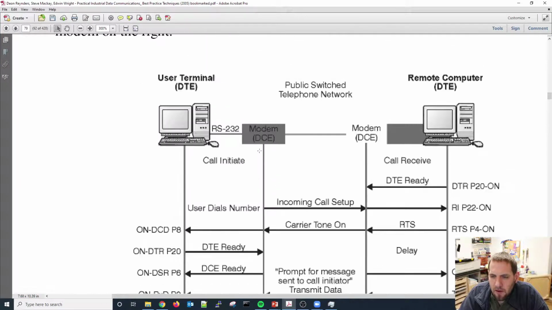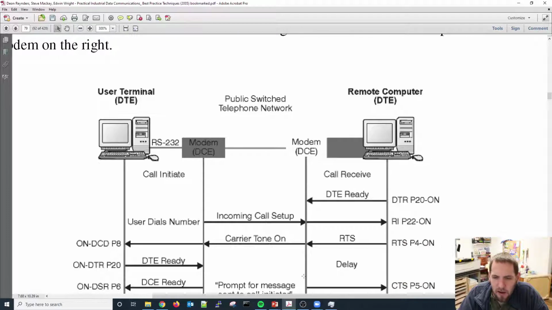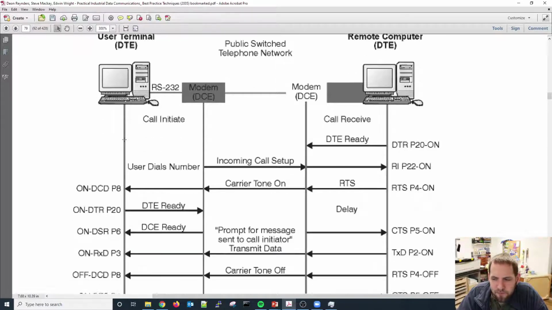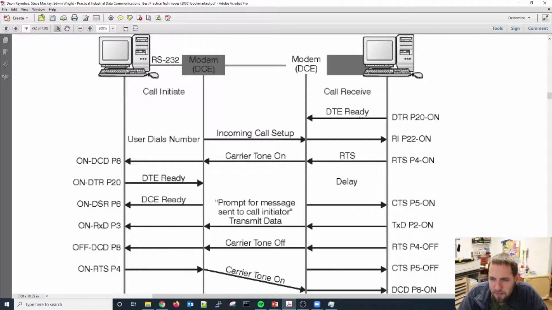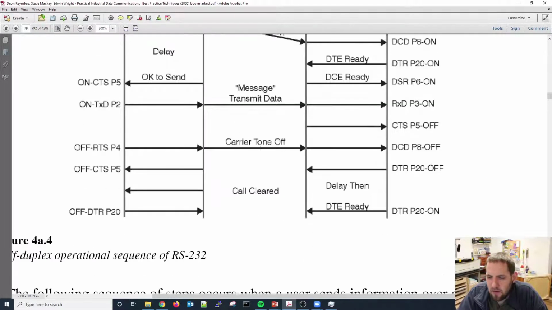So if we zoom in here, we have a little example of what this would actually look like. So we have older school. We have our computer going to a modem over RS232. We're then using the public telephone network from one modem to another modem, and then from that second modem to another computer over RS232 again. So you can see kind of the steps: DTE ready, user dials numbers, call setup, we get a call, then it comes back, then it comes this way, back and forth and back and forth, and data is being sent.